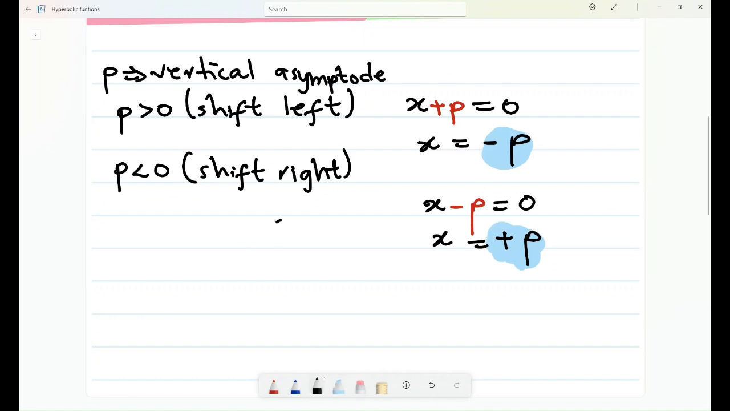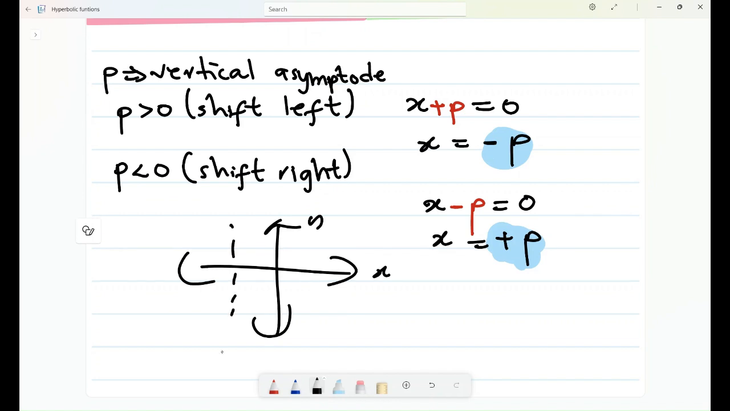If this is my Y and my X, and I'm having my P here, and my P is less than 0, look at the outcome: it says plus P, so it means it should move to the right.